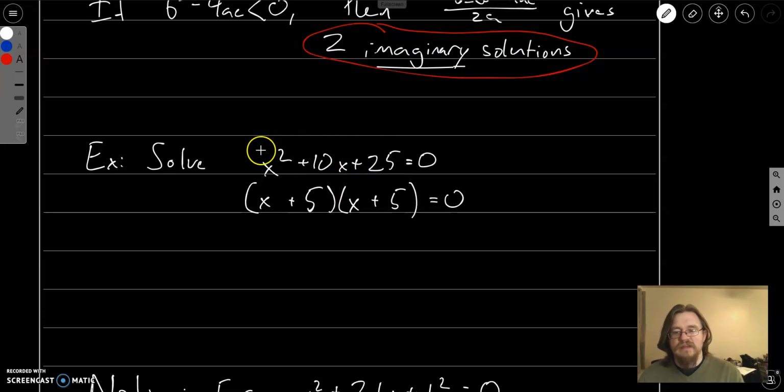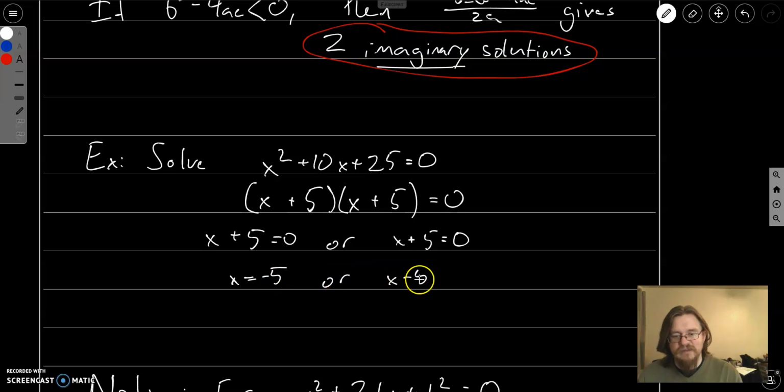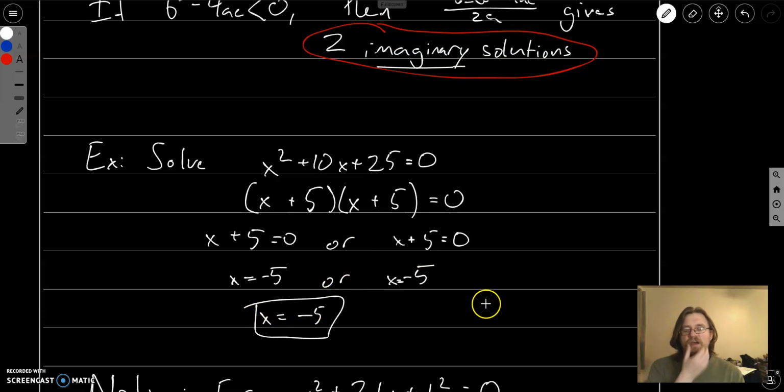So again, we factored this left-hand side. If you were to multiply all this out and simplify, you'd get x squared plus 10x plus 25. And then here we can see that we have two numbers that multiply together to get 0. So either x plus 5 is equal to 0 or x plus 5 is equal to 0. Well, that's the same thing in both ways. So this is x is equal to negative 5 or x is equal to negative 5. So there's only one solution. x is equal to negative 5.